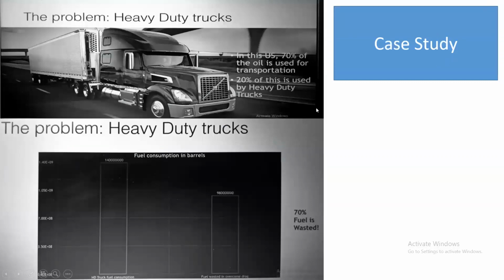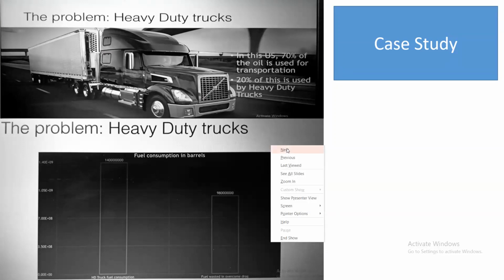I have taken one case study to show you how CFD really helps in real life. See, the problem in heavy duty trucks. You might have seen that in the United States, 70% of the oil is used for transportation, like carrying goods. Of this, 20% is used by heavy duty trucks. So these are the fuels. In the next slide it will be more clear.